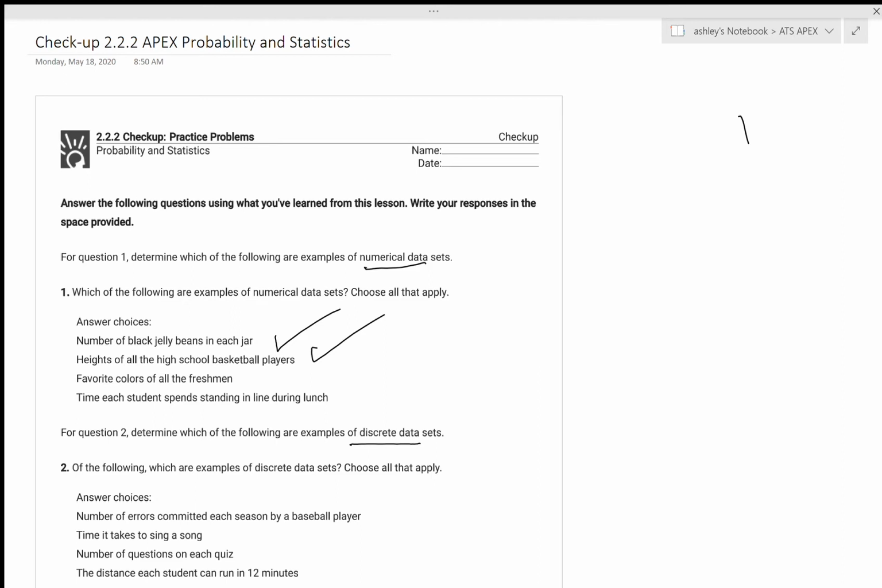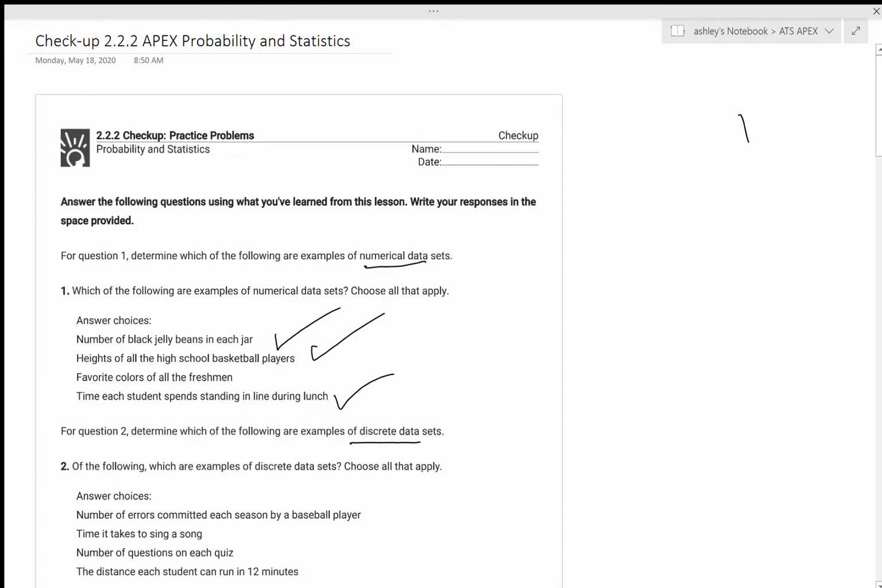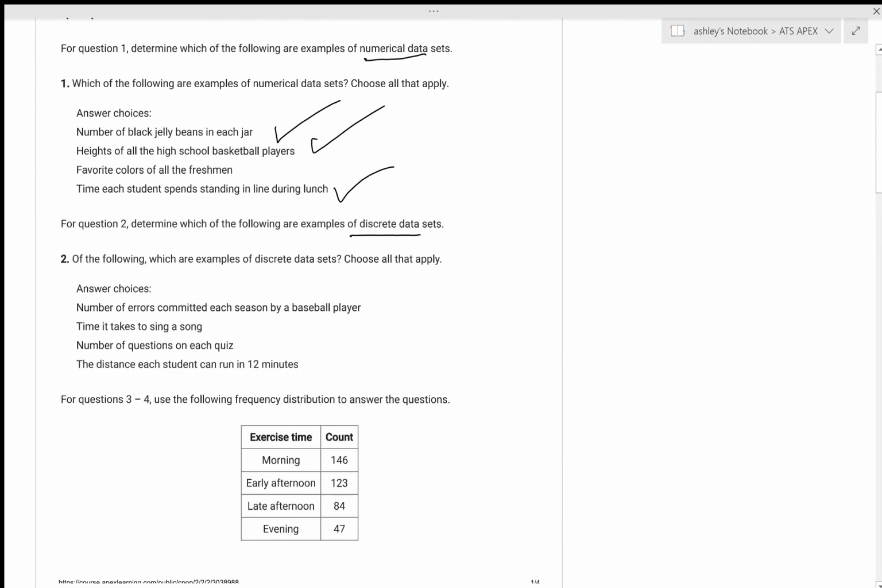The time each student spends standing in the lunch line. Yes, that can be counted. Maybe you spend 5 minutes, maybe you spend 2 minutes. It's however long you're in that lunch line. That is a number. Time is something that is measured in numbers. Okay? So those would be examples of numerical data. Weather is numerical data, so those types of things.